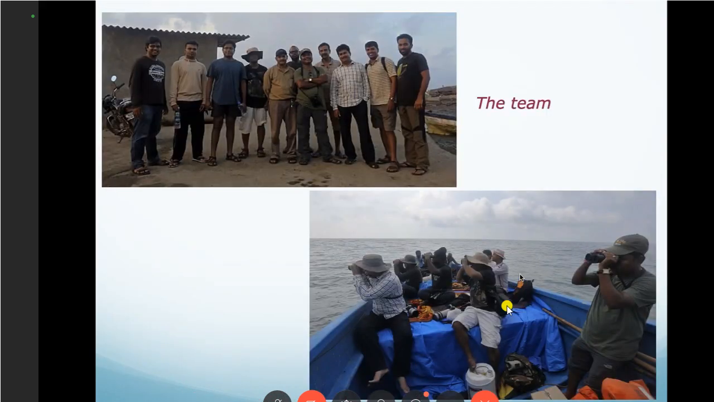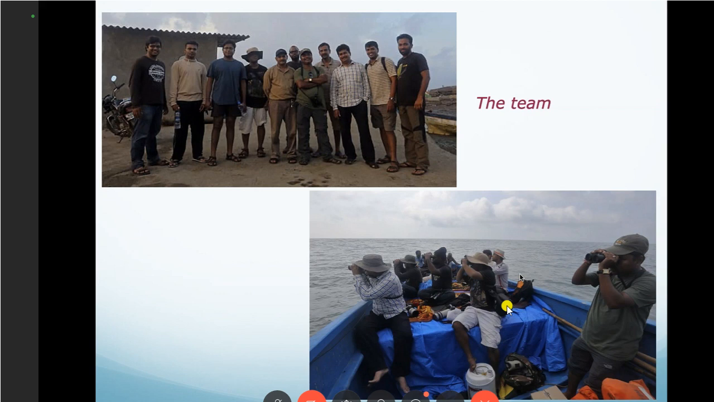This is the team that did the trip, and we were 11 of us. I think it was Adesh who called the team the Ocean's 11, and it was really funny. This is the boat that we were on, and we went with a fishing boat.